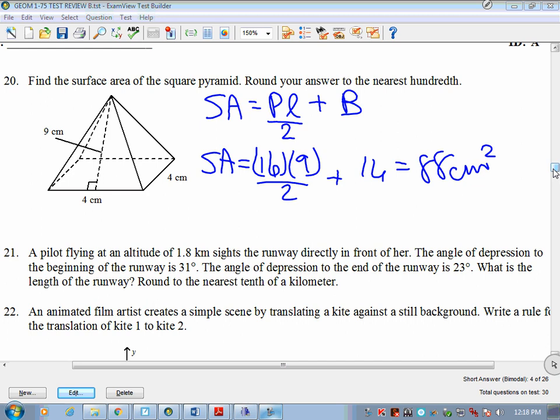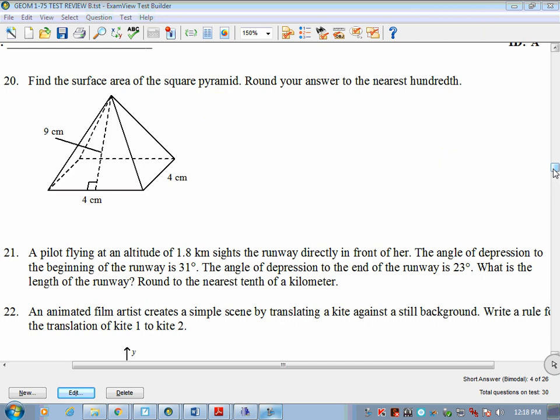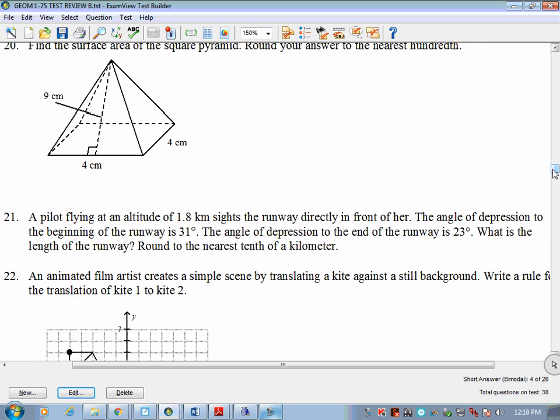Okay. Let's see, 21. 21's kind of a time consumer, but we'll get done what we can get done.